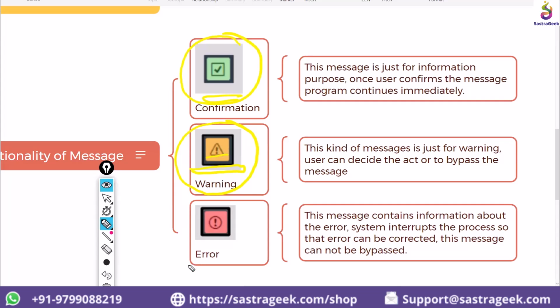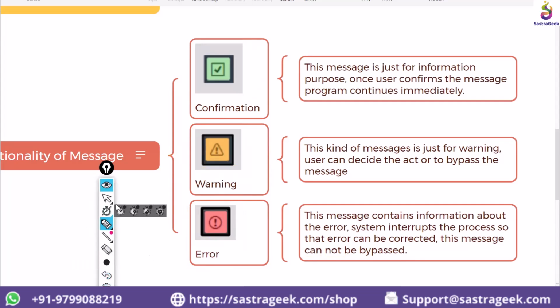Again, the third one is your error message, which is very important, and it will pop up in red. If this kind of message comes, the system will stop, and the error needs to be corrected, or the required entries need to be filled in, and only then can you continue your transaction. That cannot be bypassed. Okay, those are the three different types of messages which you can see in the system.